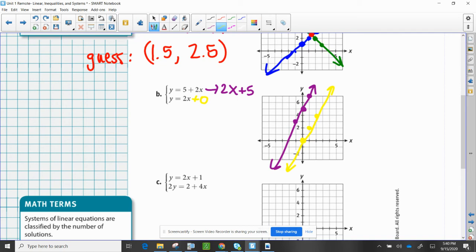Now, I don't see an intersection point, and we're actually never going to have one because we have the same slope. These are actually parallel lines.